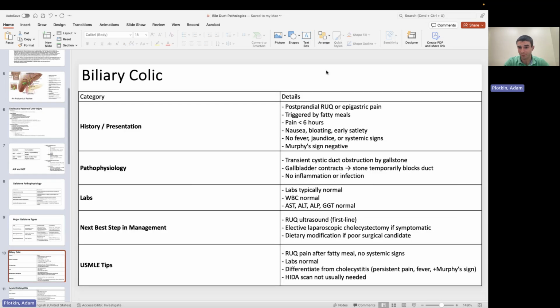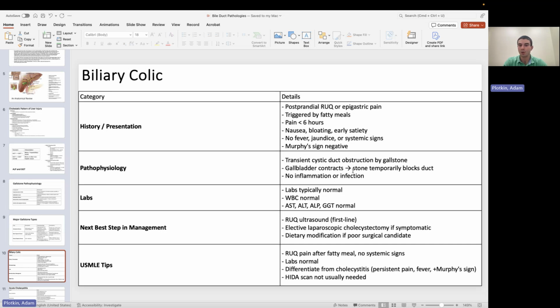So now that we've covered a lot of the groundwork, let's get into the meat and potatoes, the actual diseases. So I've set it up for history and presentation, pathophysiology, labs, next best step in management, and then USMLE tips. So how is biliary colic going to present? It's going to be postprandial right upper quadrant or epigastric pain. It's triggered by fatty meals. The pain is classically less than 6 hours. That's even being generous. Most times the pain won't last longer than 3-4 hours. Nausea, bloating, early satiety, no fever, jaundice, or systemic symptoms, and Murphy's sign is negative. We'll talk about Murphy's sign in a second.